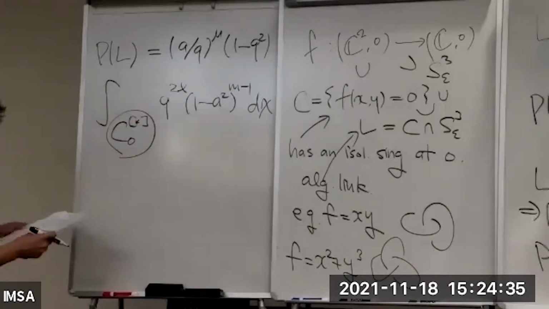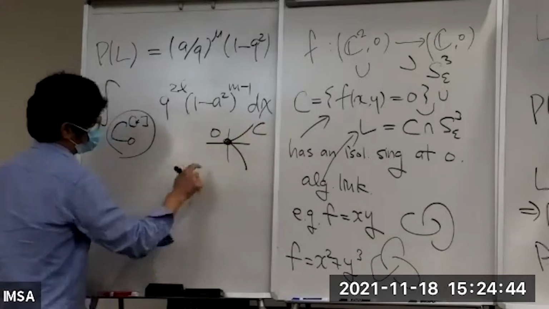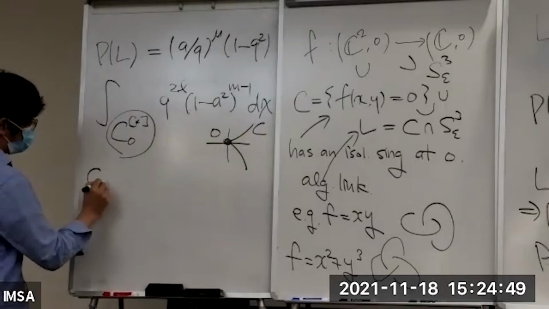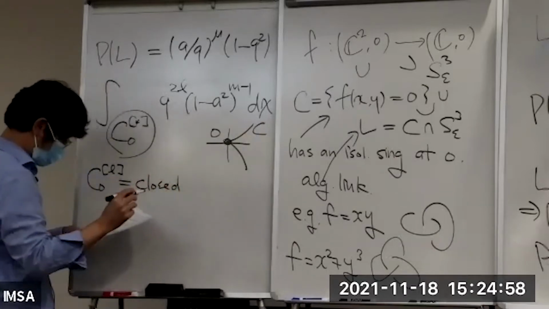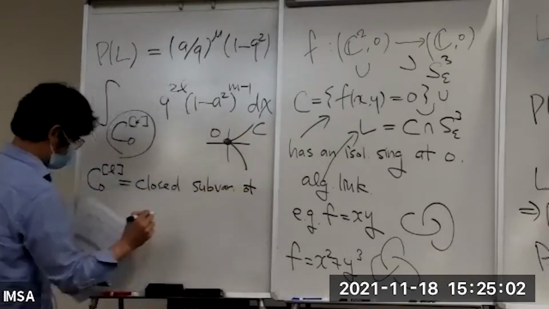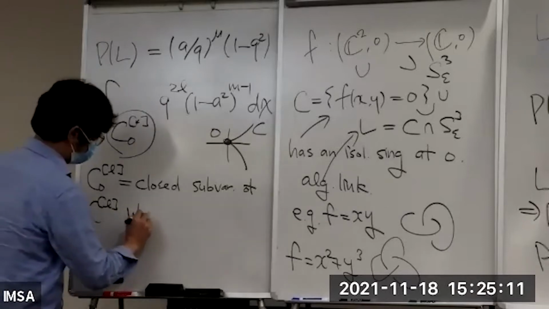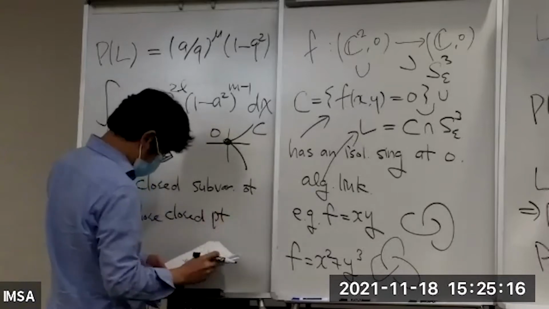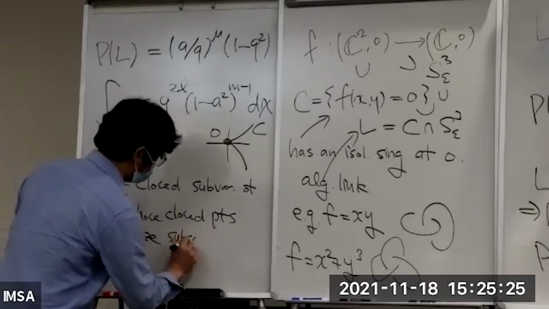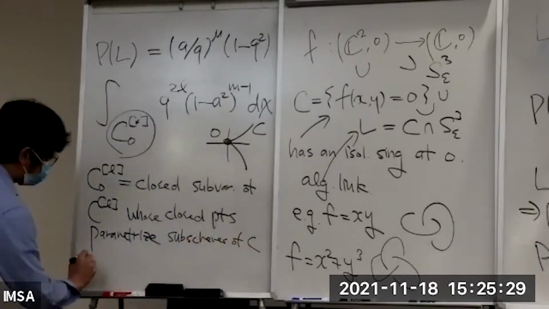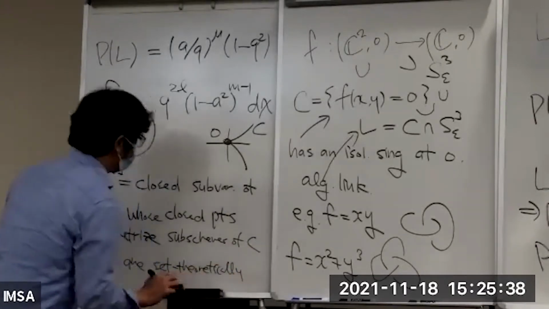Let me explain what this means. I have this singular curve, and this zero is my singular point, and then C^{[l]} is a closed subvariety of the Hilbert scheme of l points on this curve, whose closed points parameterize subschemes of C of length l, theoretically supported on this singular point.